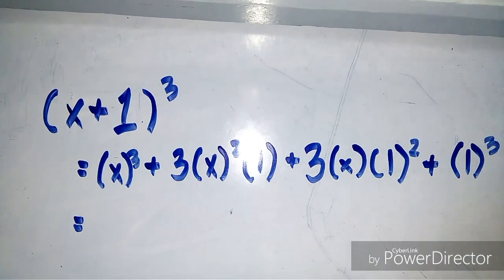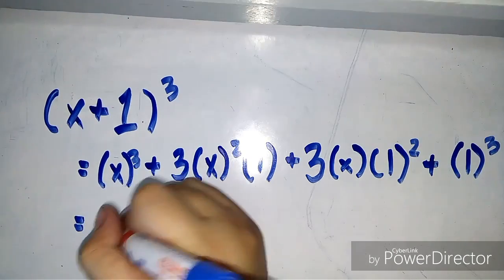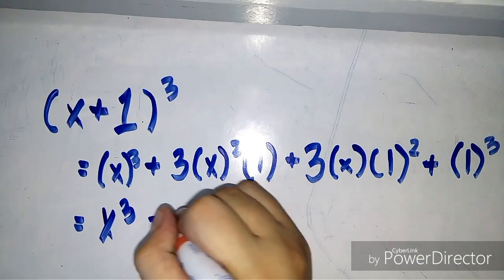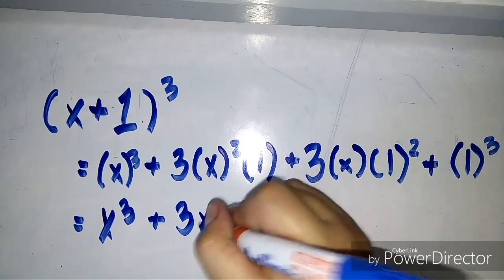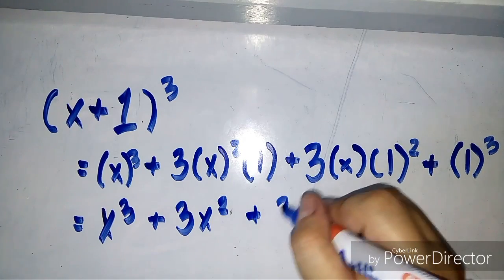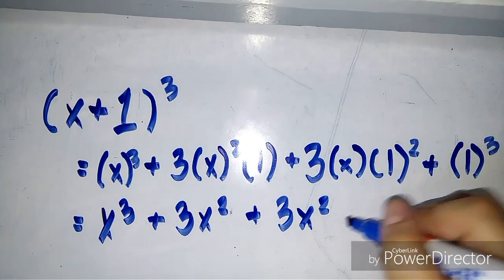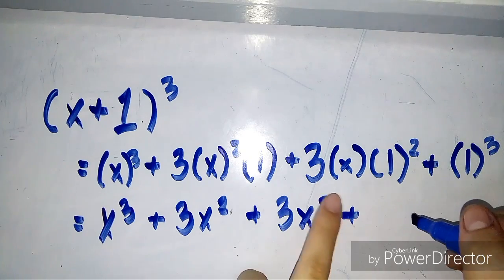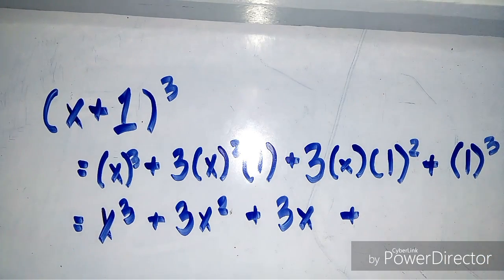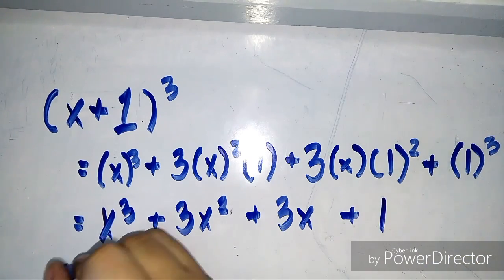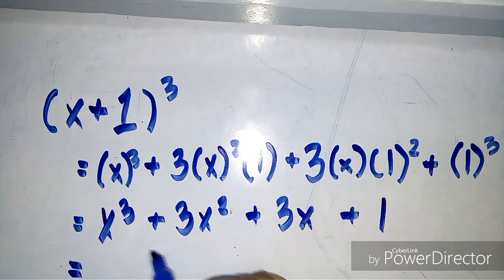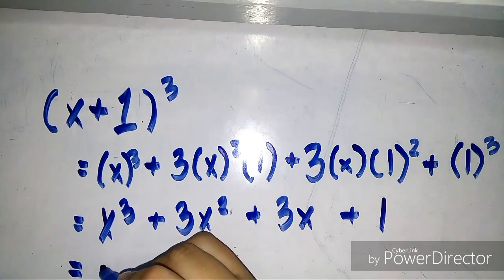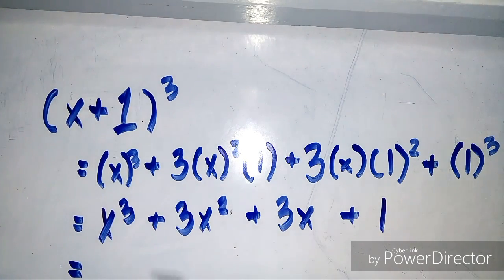So when you answer that, that would be x cubed plus 3x squared plus 3x. Oh, but without the square, because the square is on the 1 this time. Then 1 times 1 times 1 is equal to 1. So that's why our answer is 1. So that would be our final answer.